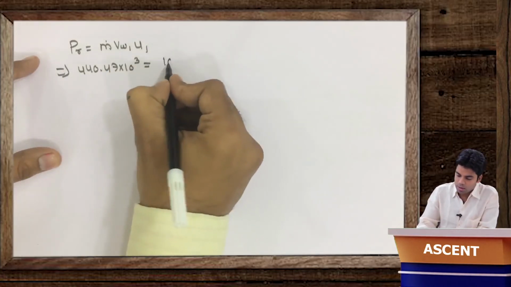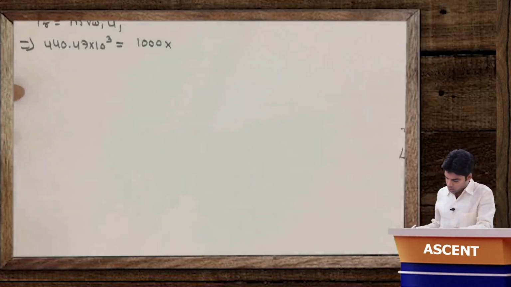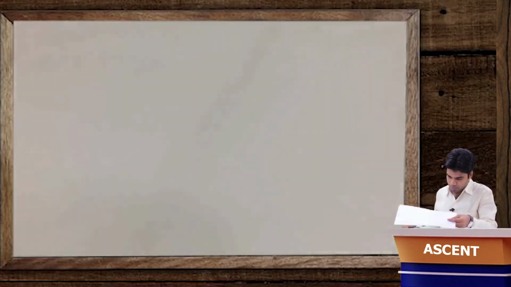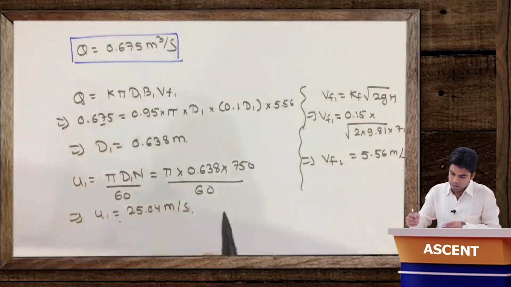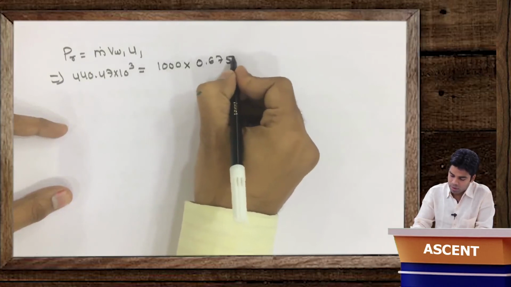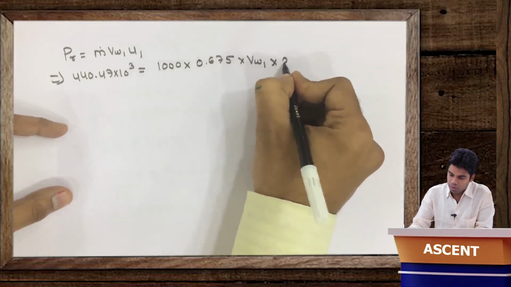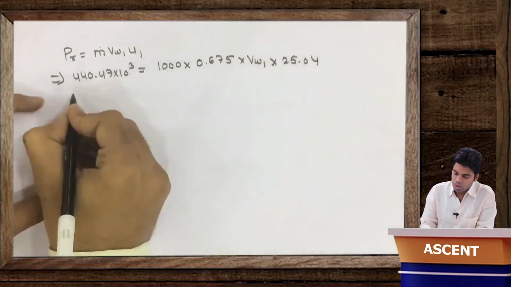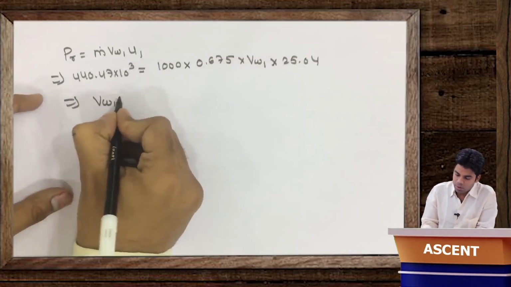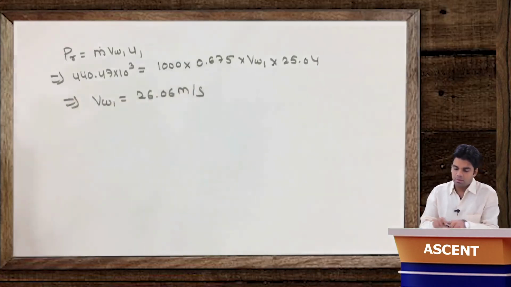Rho is 1000 into Q. Q also we have determined as 0.675. So 0.675 into vw1, which we have to determine, into u1, which is 25.04. So from here this vw1 will be equal to 26.06 meter per second.